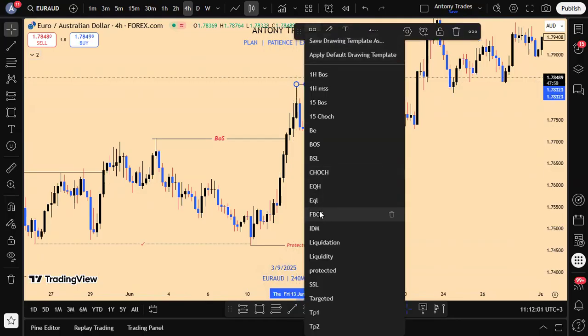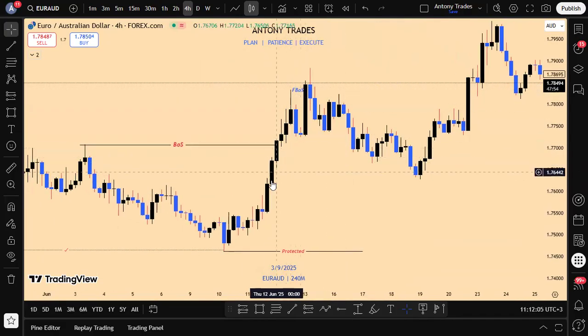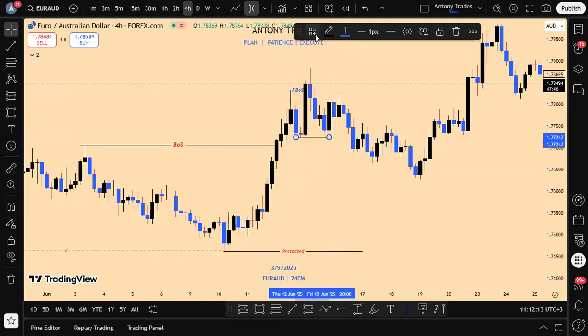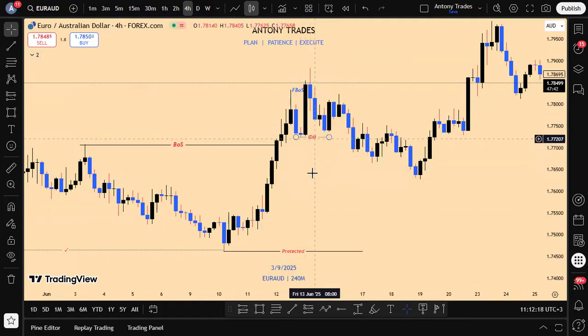I don't know whether you are seeing these things. This is a fake break of structure because this pullback never swept any liquidity before pushing to the upside. So now this becomes our inducement. This low would be our inducement. That is our major inducement.